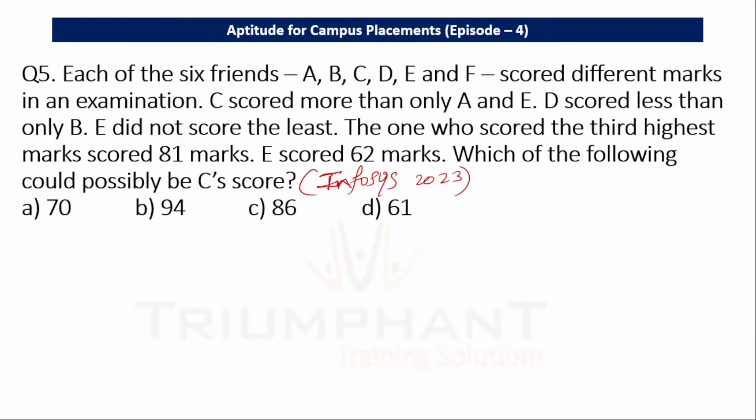Here is the question. Each of the 6 friends A, B, C, D, E and F scored different marks in an examination. C scored more than only A and E. D scored less than only B. E did not score the least. The one who scored the third highest mark scored 81. E scored 62. Which of the following could possibly C score?